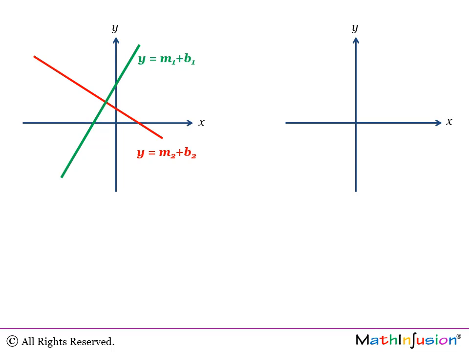Here are 2 lines. The green line is y equals m1 x plus b1, and the red one is y equals m2 x plus b2. As you can see, those 2 are perpendicular or normal to each other. In this case, it is well known that m1, which means the slope of 1, is the negative of the reciprocal of the second one. So m1 equals negative 1 over m2. But it is also true that m2 equals negative 1 over m1 because, again, the slope m2 is the negative reciprocal of the first one.